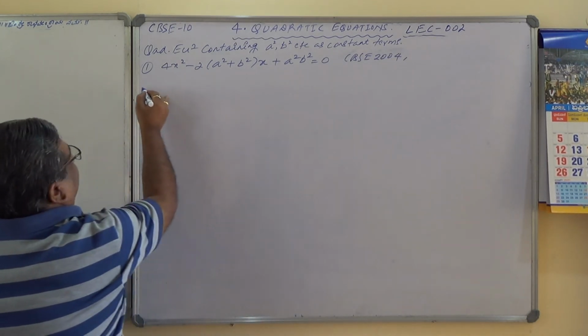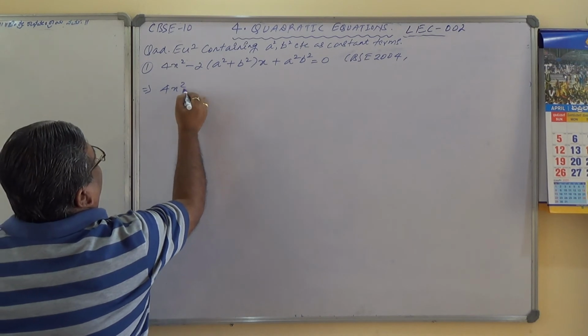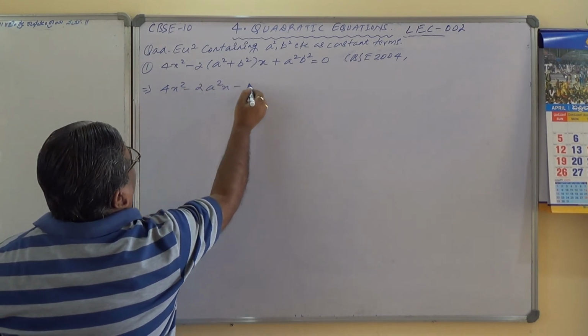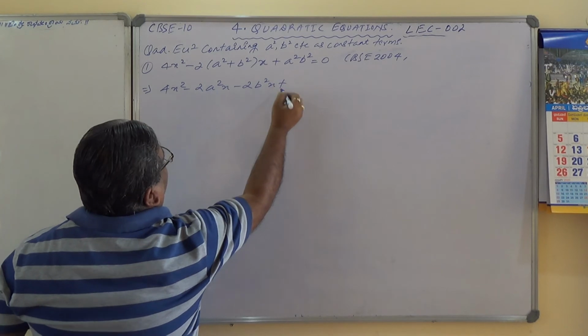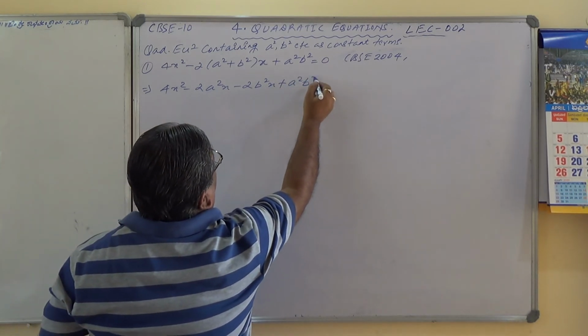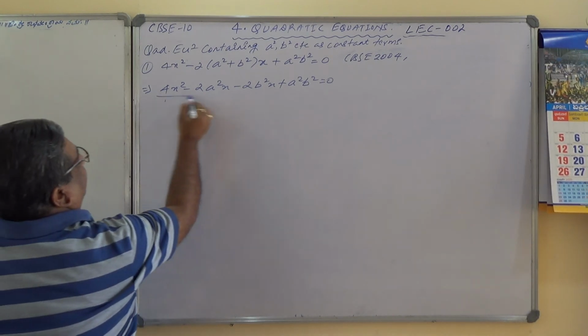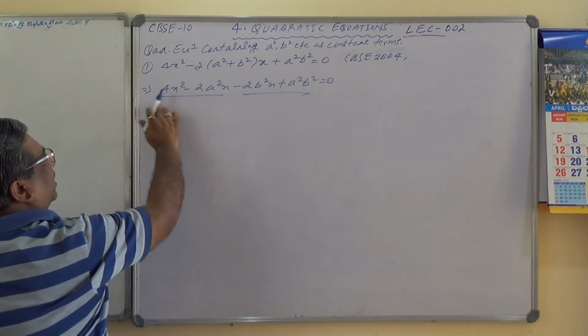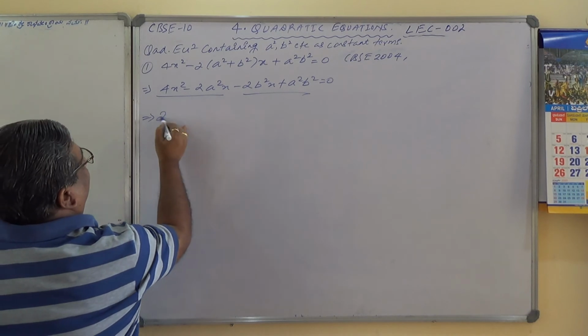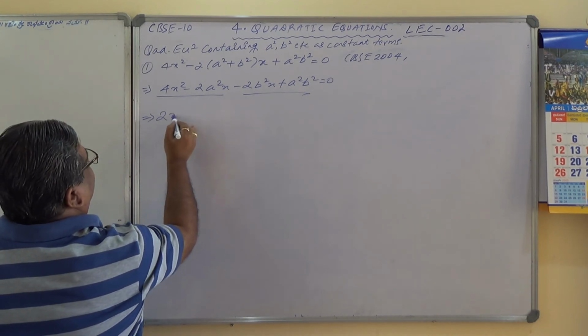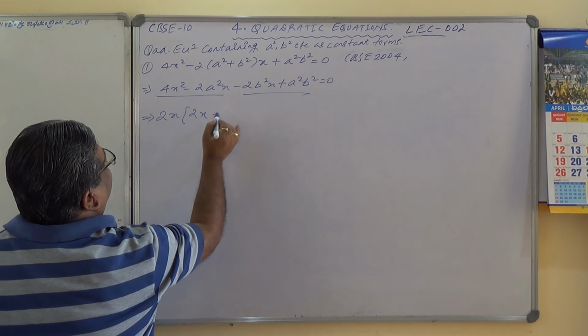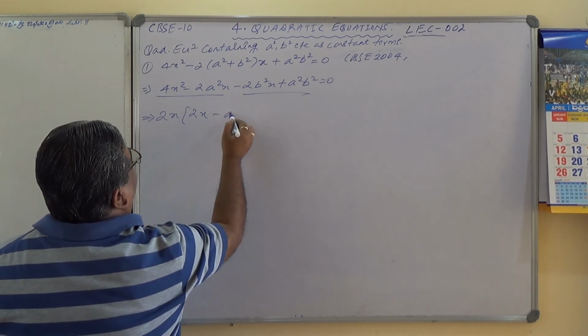Let's see. Implies, what I did, I opened up the bracket here. Now take common here, take common here. Your job is done. What is common? 2x into bracket 2x minus a square.